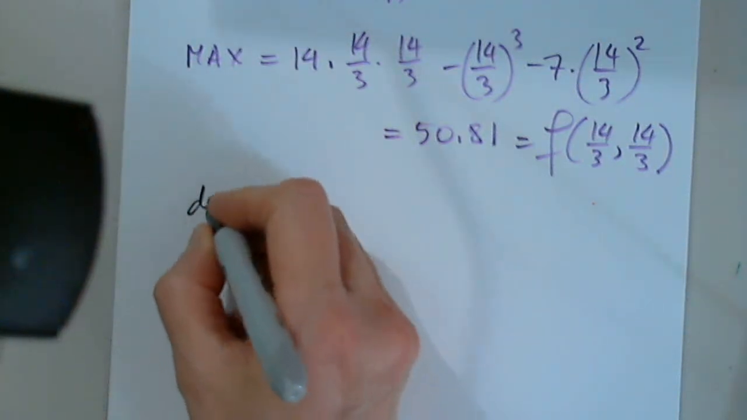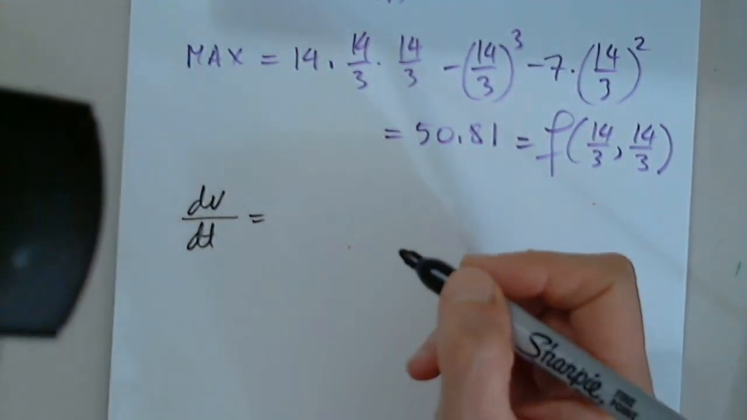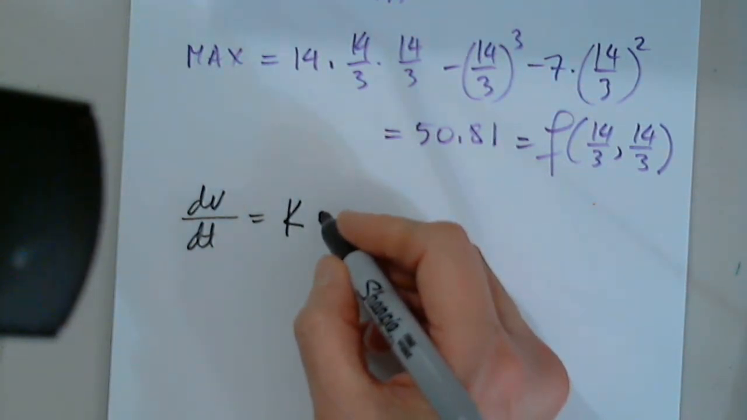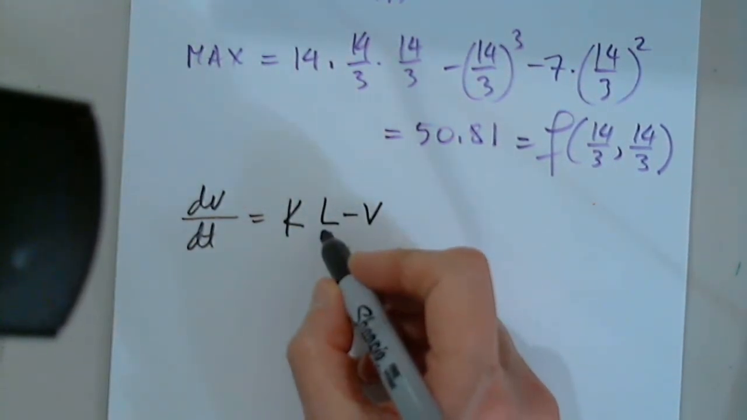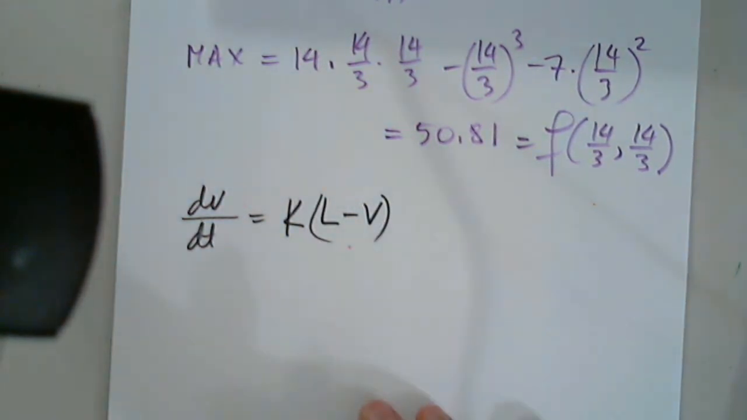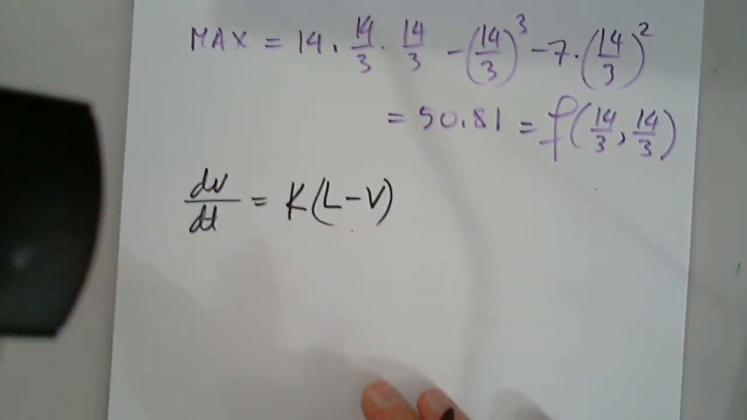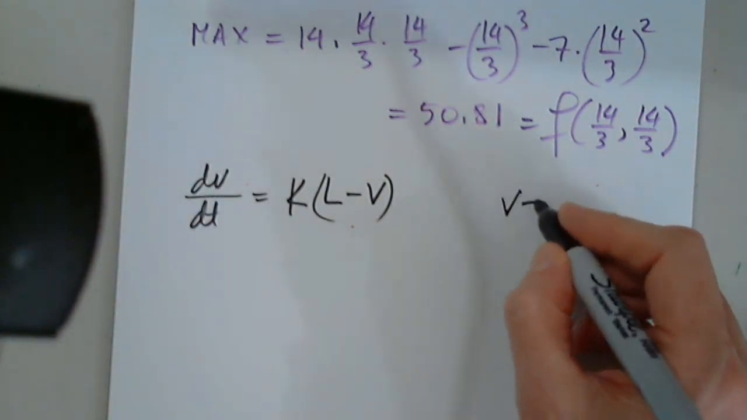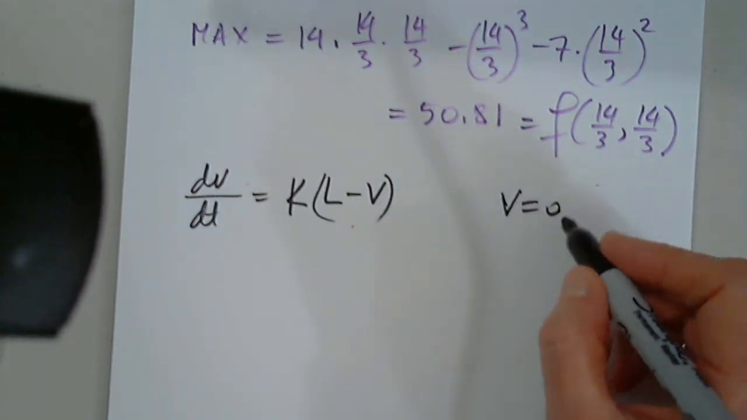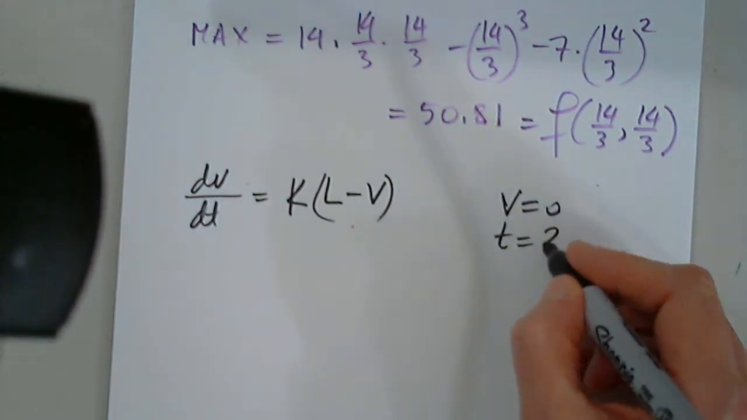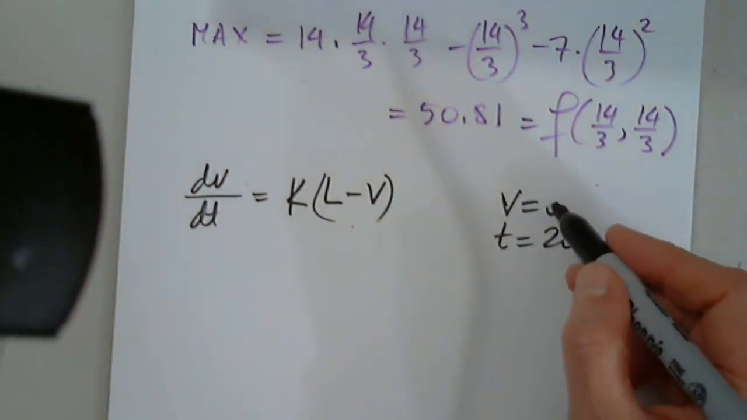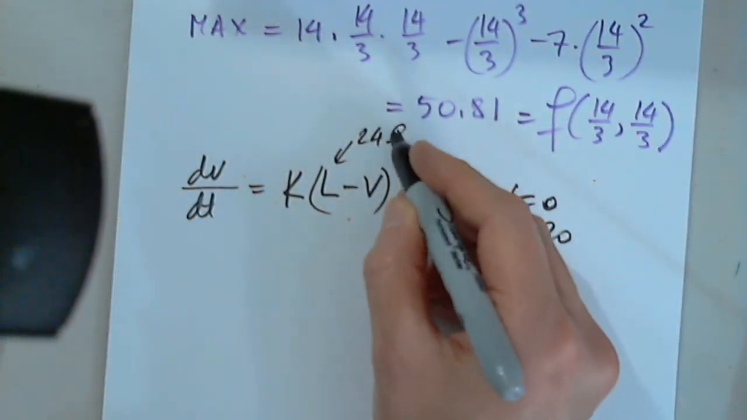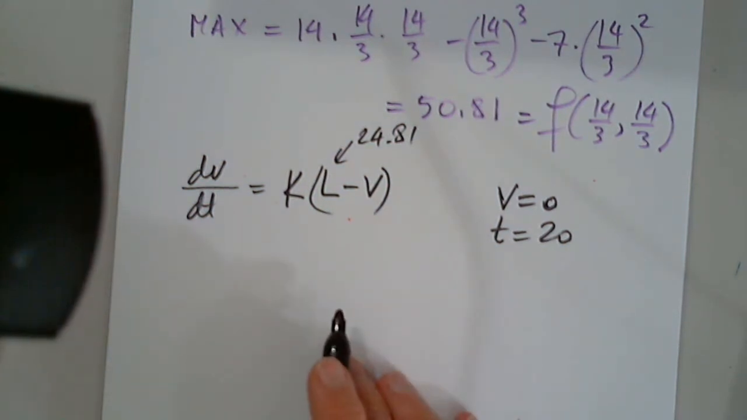So dv/dt equals k(L minus v), in parentheses, L minus v. v(0) equals... no, v is 0 when t is 20, I think so. And then L is 24.81. Yes, 24.81. Oh yeah, we did this problem in class.